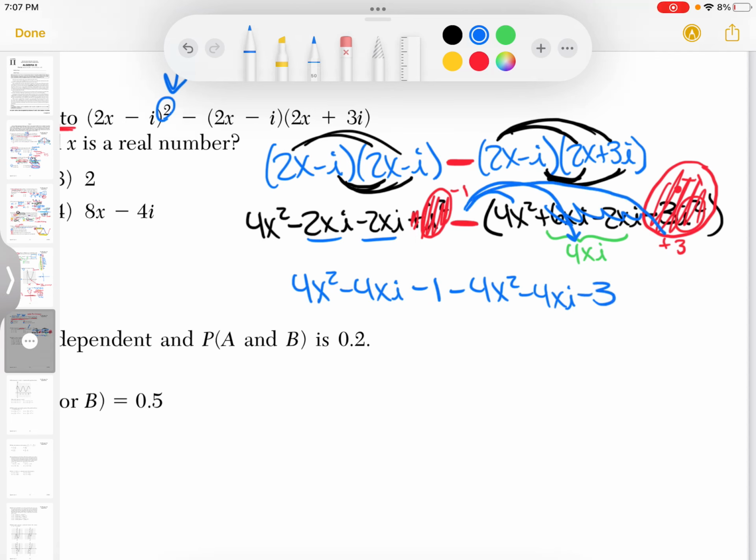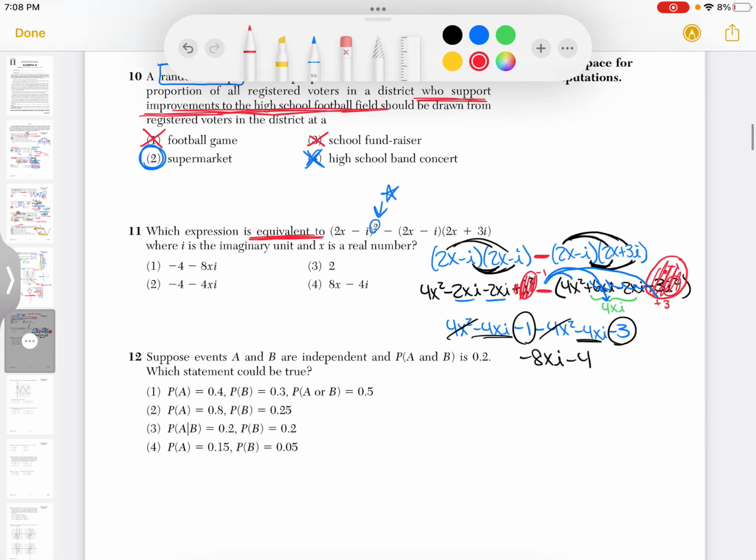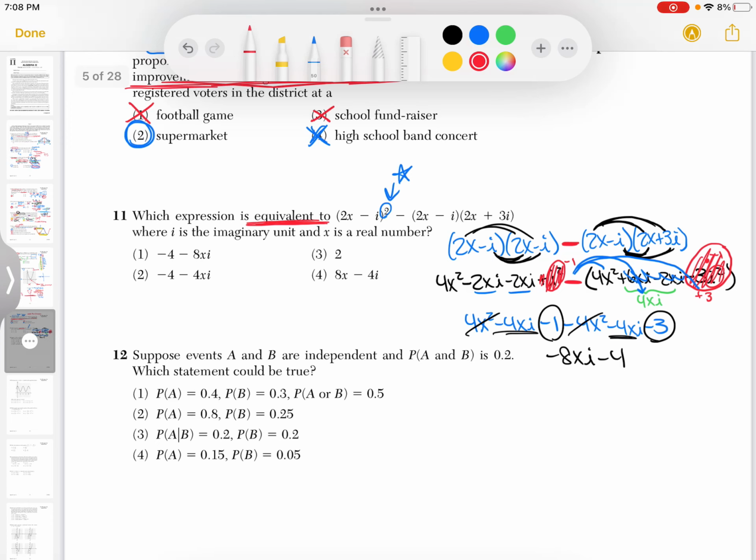And then when I distribute this to that last term, which is a positive 3, it'll become a -3. So my last step is combine like terms. My x squareds cancel. These do not cancel. I get a -8xi, and then a -1 and a -3 will get me a -4.